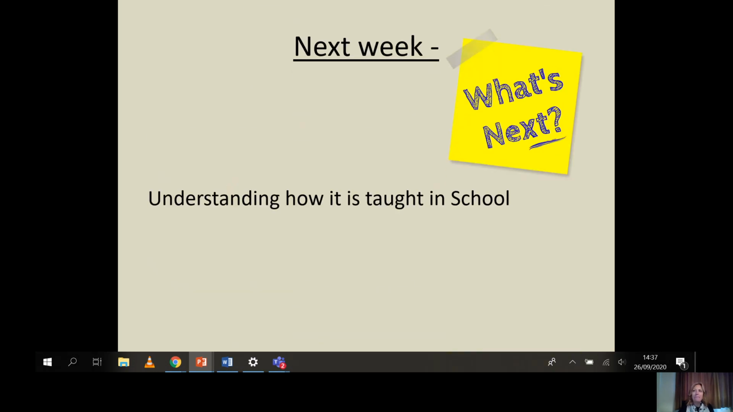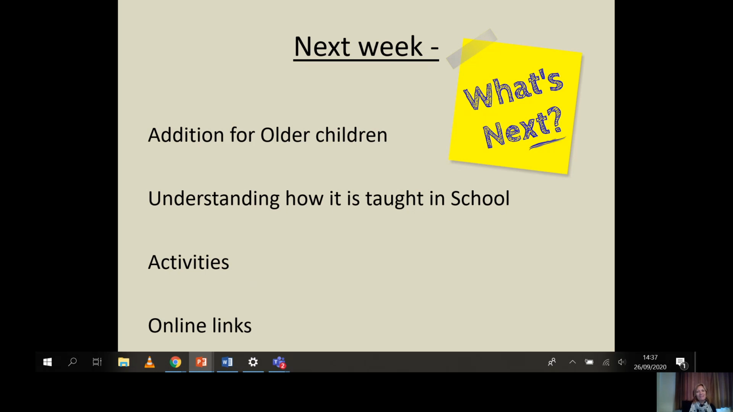Okay, moving on to next week then. It's going to primarily look at addition for older children, so we'll be looking at, as the children move through generally year 2 a little bit further up, understanding how it's taught in school, some of the extra things that we might use. More activities for you to get your teeth into and have a go with at home and enjoy, and some more online links.